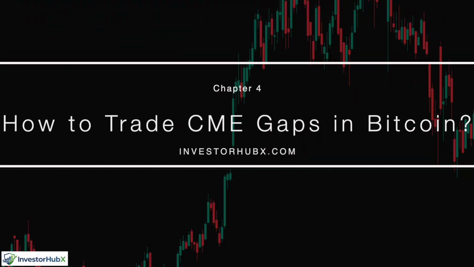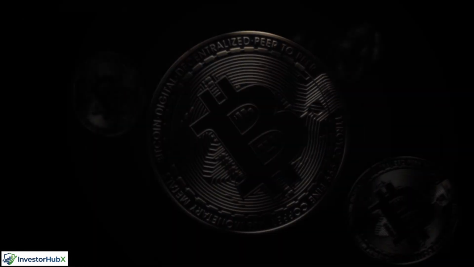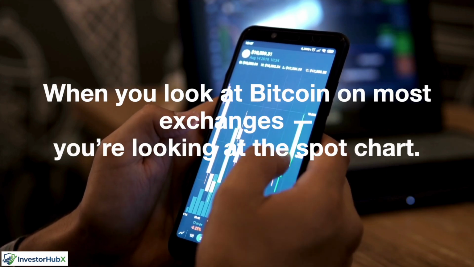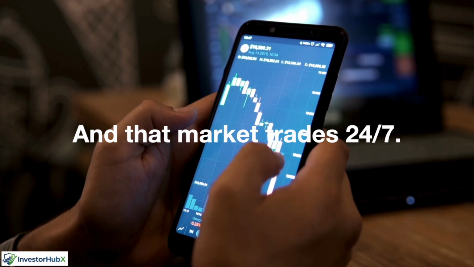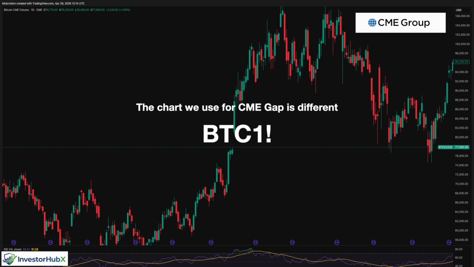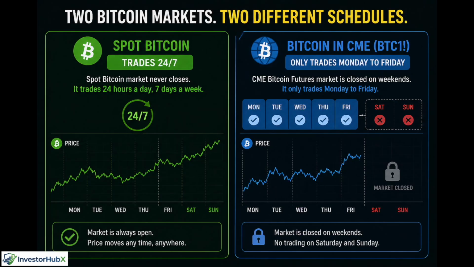Now that we understand how gaps work, let's take it one step further and look at something unique in the crypto market: CME gaps in Bitcoin. Because this is where things get really interesting. When you look at Bitcoin on most exchanges, you're looking at the spot chart, and that market trades 24/7. But the chart we use for CME gaps is different, which represents Bitcoin futures on the CME, Chicago Mercantile Exchange. And here's the key. Spot Bitcoin trades 24/7. Bitcoin on the CME only trades Monday to Friday.